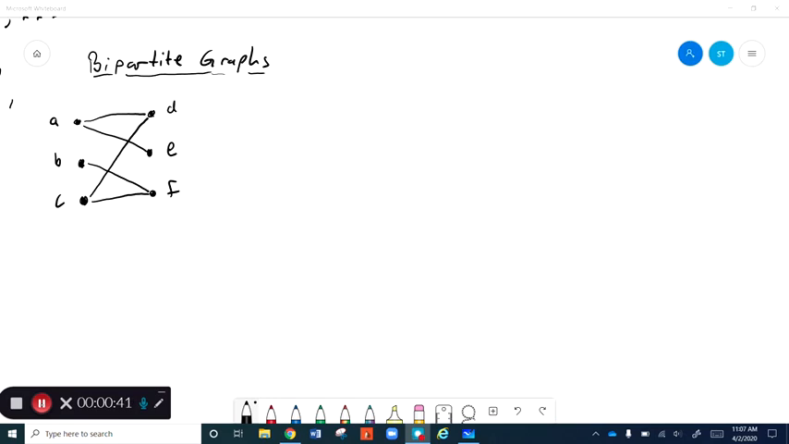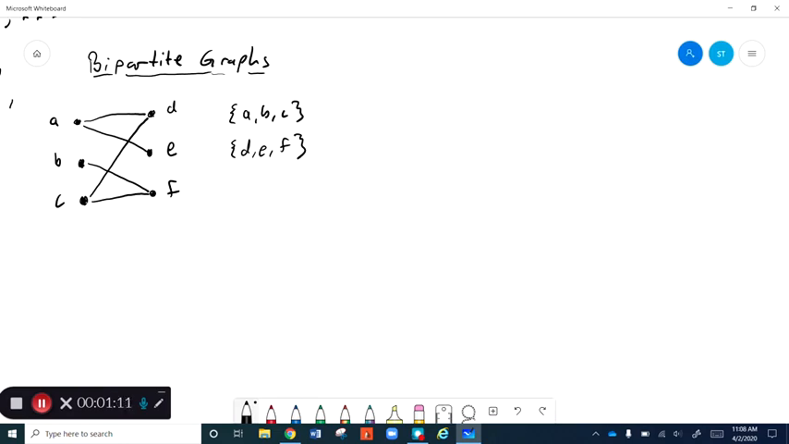So here is an example of a bipartite graph. The thing that makes this bipartite is that you can break it down into two sets. Our sets here are A, B, C, those are the one set of vertices, and then D, E, F. And within any one of those sets, so within the set ABC, there are no edge connections. So none of those vertices are adjacent to one another.